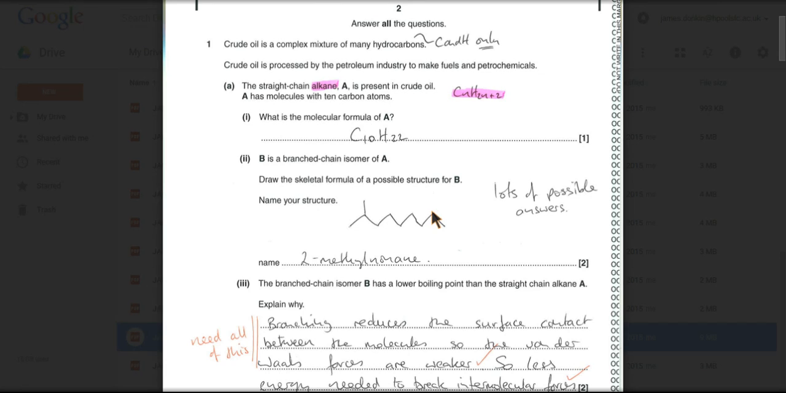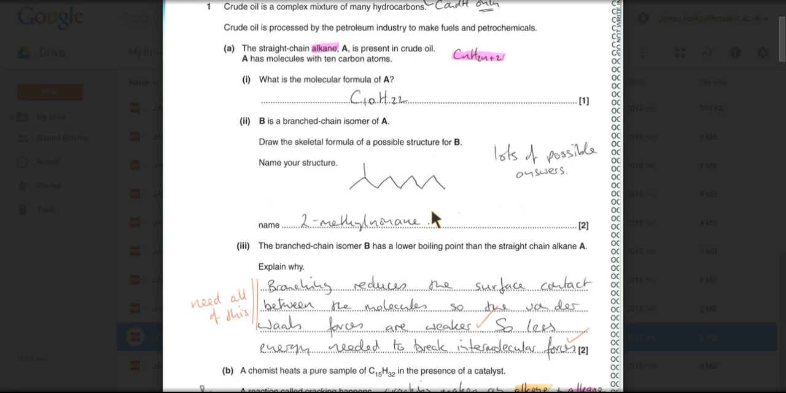The straight chain alkane, so again, I've just written up there CnH2n+2. So these are just little triggers as you're reading through the question of things they might ask you. Molecule A has 10 carbon atoms and it's straight chained. Molecular formula of A must be C10, H2n+2, so H22.